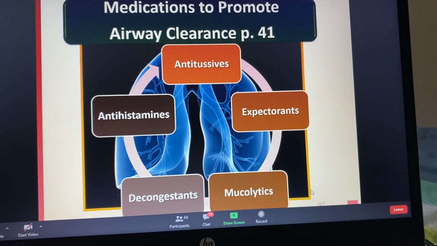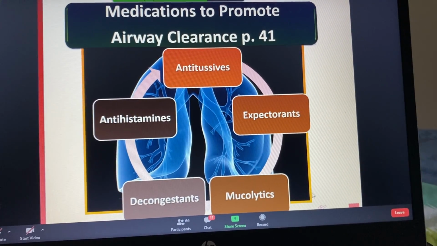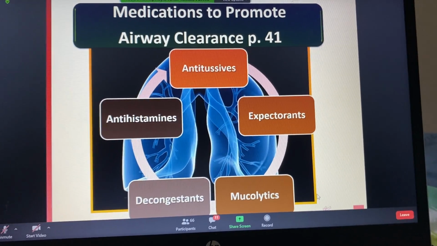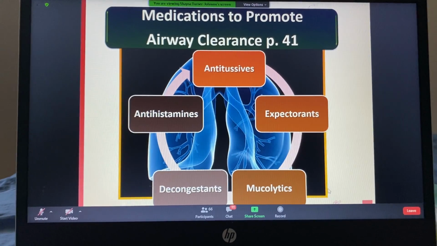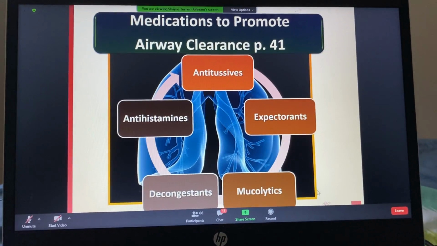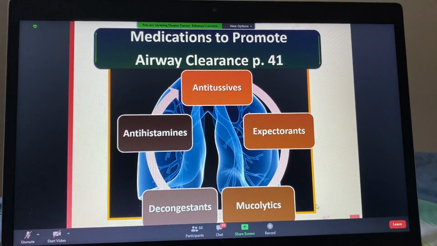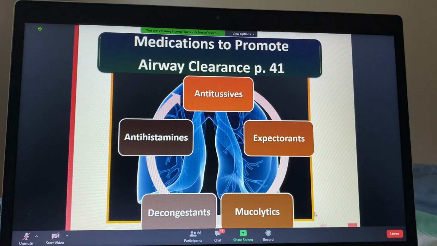The other things are expectorants or mucolytics. Both of those increase the ability to move secretions out, right? So expectorants make coughs more productive. Mucolytics make mucus more watery. So expectorants are things like guaifenesin, and mucolytics are things like acetylcysteine.